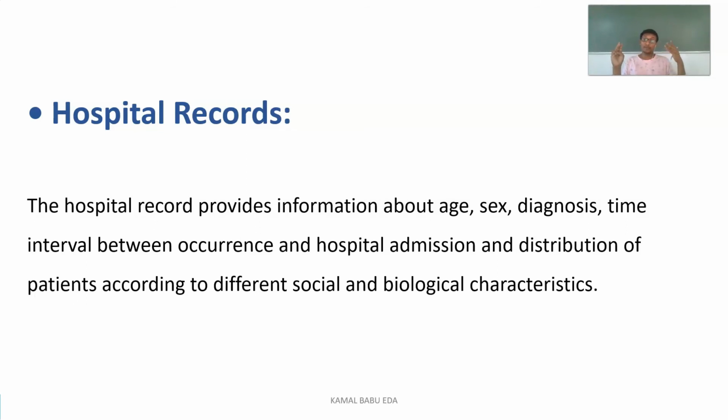For example, if any person is dying, if any person is getting registered with any kind of disease, or if any person is getting admitted, this hospital record provides us information regarding the age of the person, the gender of the person, the diagnosis of the person, and the time interval between the occurrence and hospital admission, and the distribution of patients according to social and biological characteristics. So all these things are maintained in the hospital record.